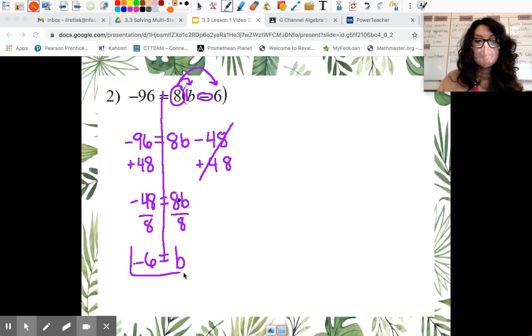And again, if you weren't sure if this was the correct answer, you could do a check. You would just want to do everything in parentheses first. So you would do negative 6 minus 6, which would give you a negative 12, and then you would multiply negative 12 with 8 to give you a negative 96.